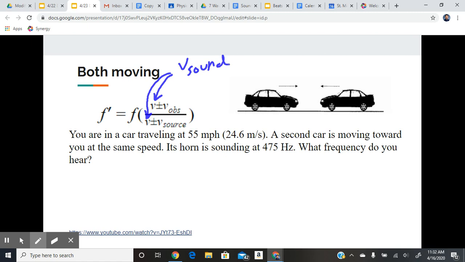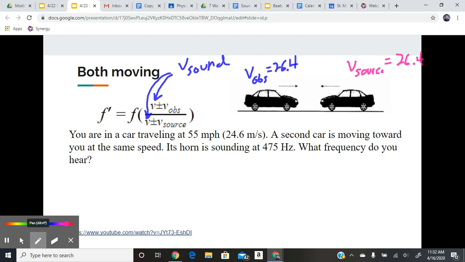So let's just say this is velocity of u, the observer, is 26.4. And then let's say that we have a second car moving towards you. So we have the velocity of the source is also equal to 26.4 meters per second. All right, its horn is sounding at 475. Okay, so that 475, that is going to be our frequency. That's our actual frequency.